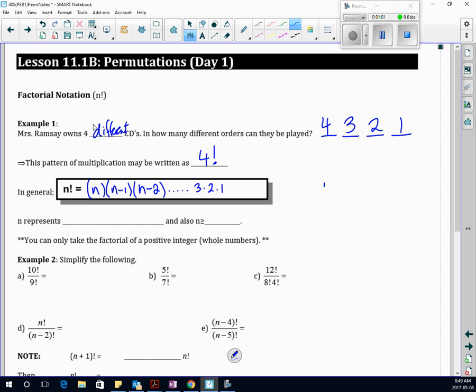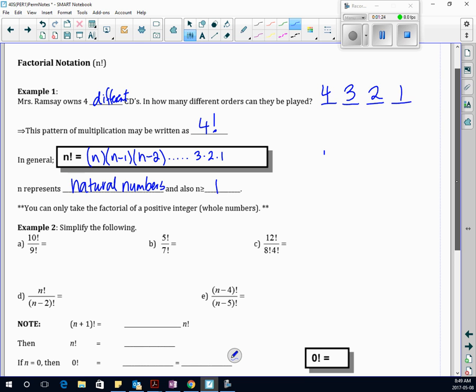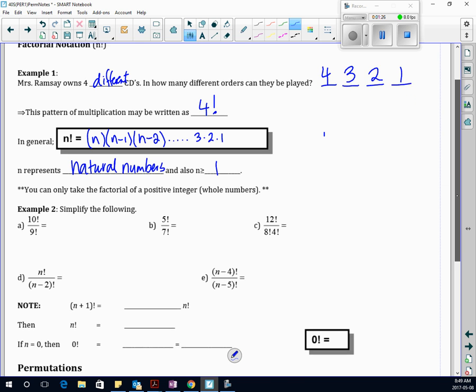So n represents natural numbers. What's the definition of natural numbers? The counting numbers, so you don't start with 0, you start with 1. Okay? So you can only take a factorial of a positive number. Positive whole numbers. Again, it doesn't include 0. There's an actual identity for 0 coming up, and I'll show you.